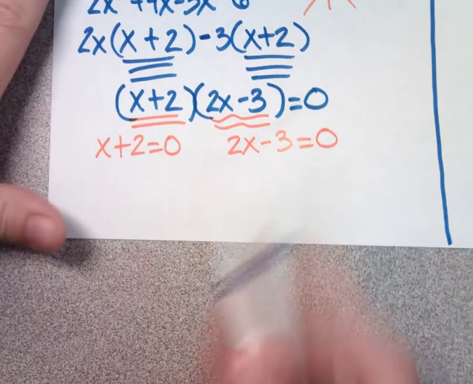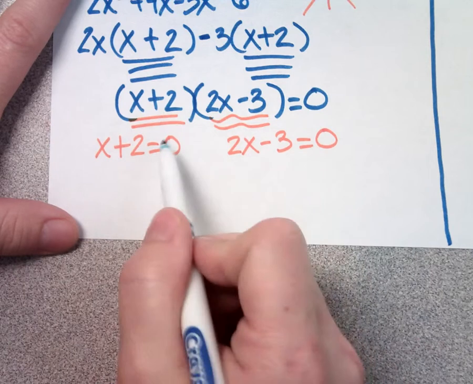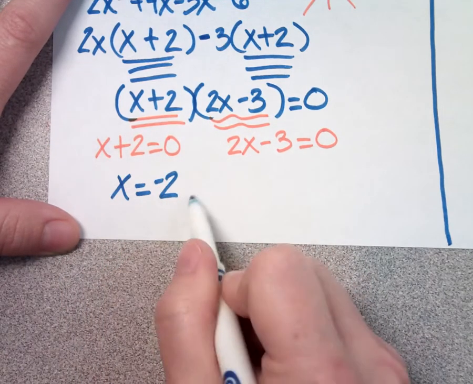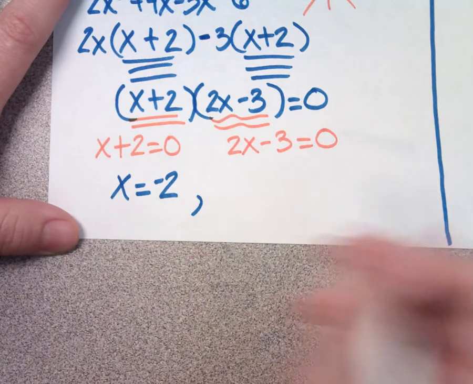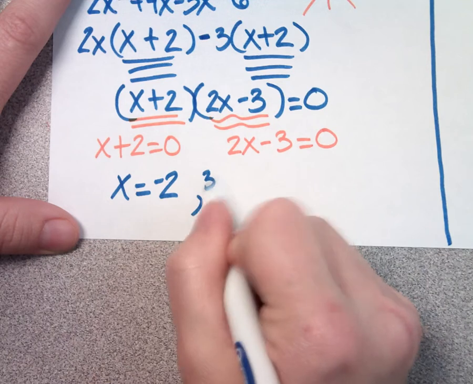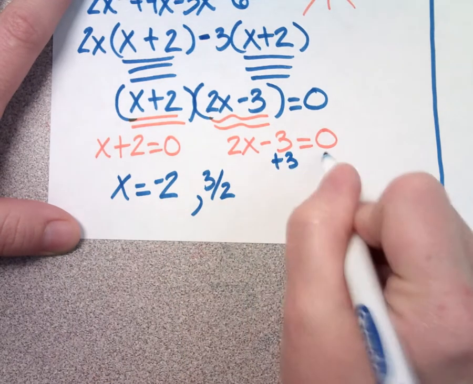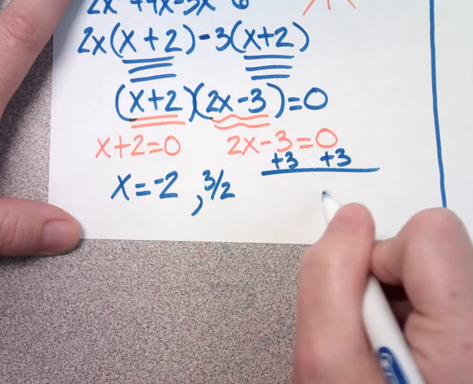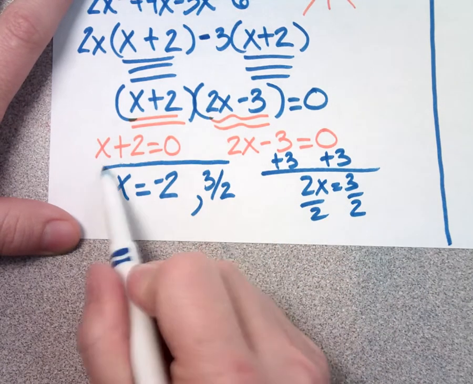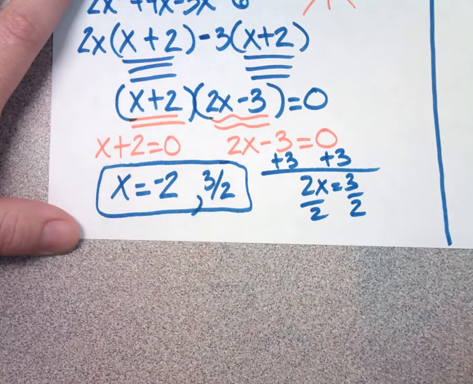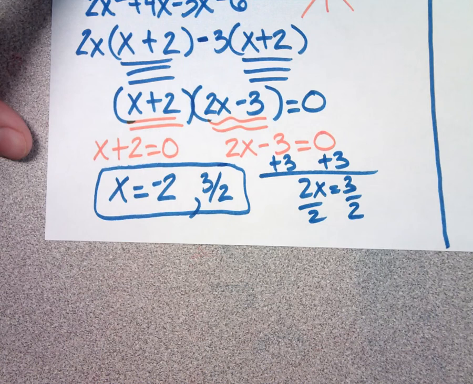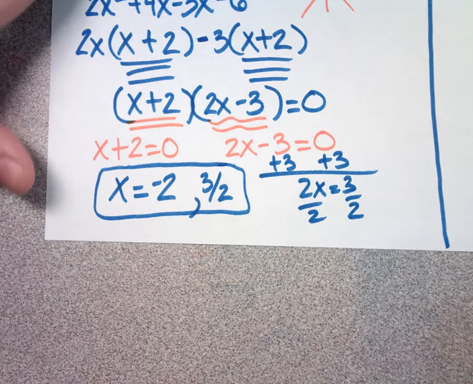And so hopefully you can solve these equations in your head. What do you get when you solve this equation? X equals negative 2. And what do you get when you solve this equation? X equals a positive 3 halves. Because you would add 3 to both sides, and then that makes 2x equals 3. You would divide both sides by 2, which makes x equals 3 halves. Is 3 over 2 the same thing as the 1.5 that we got when we solved it by graphing? Yes.